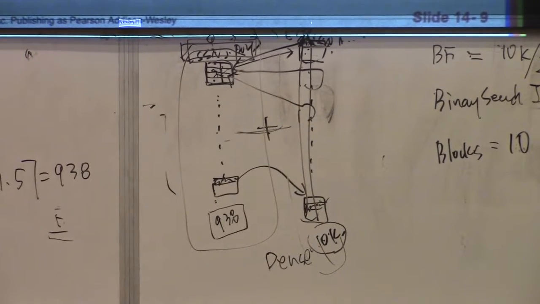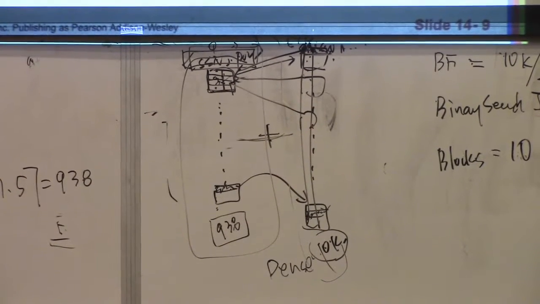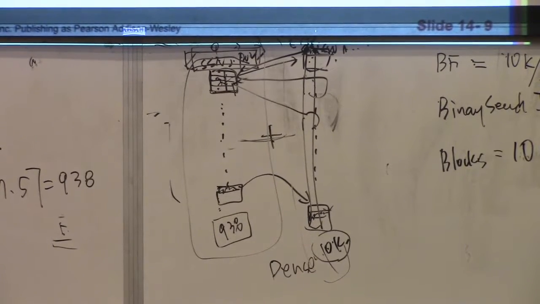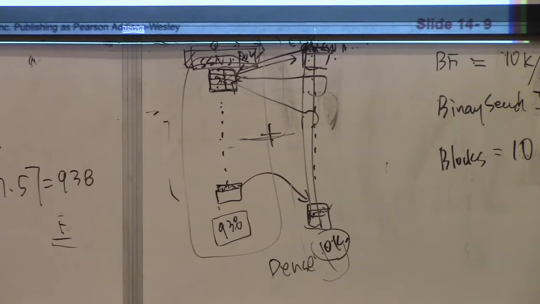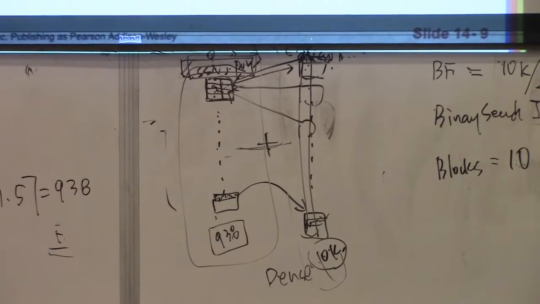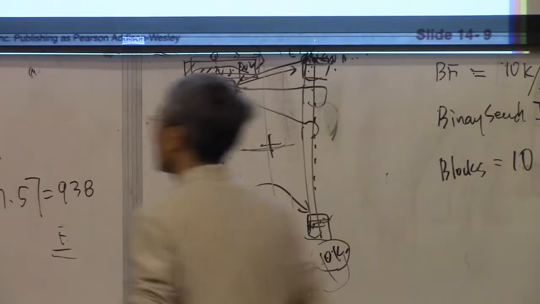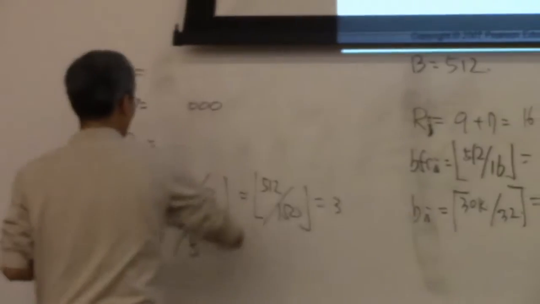So I'm going to quickly go over that. The blocking factor is different from this one, because the block size is 1K this time. The block size is 1K.